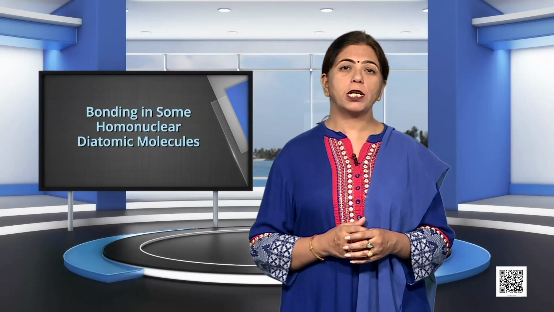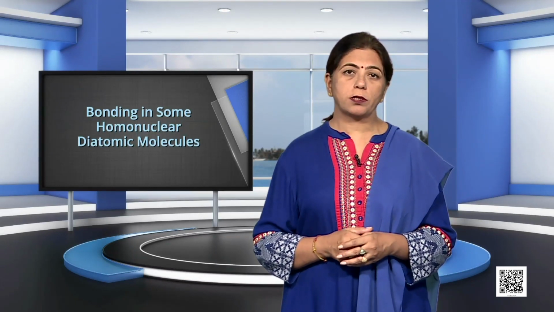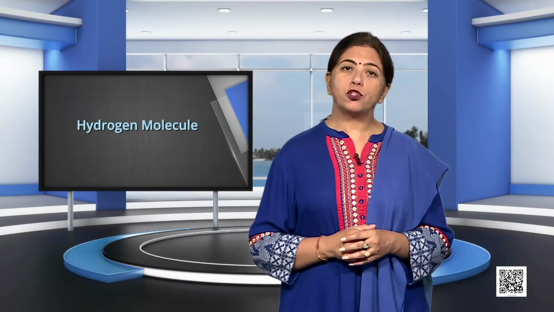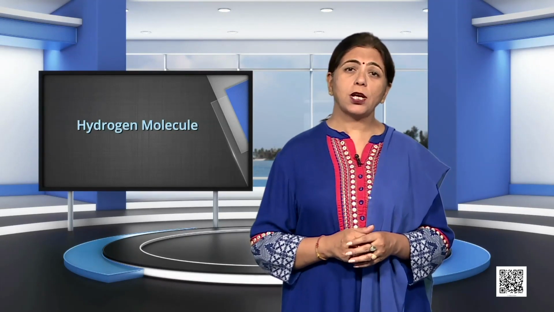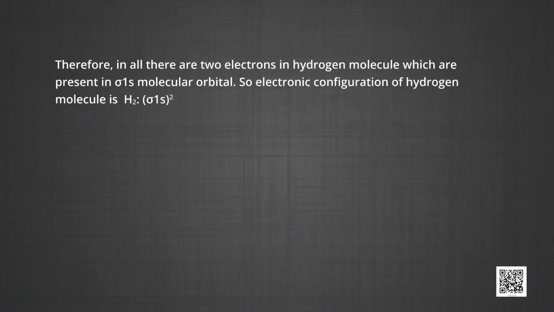In this section, we shall discuss bonding in some homonuclear diatomic molecules. Hydrogen molecule. It is formed by the combination of two hydrogen atoms. Each hydrogen atom has one electron in 1s orbital. Therefore, in all, there are 2 electrons in the hydrogen molecule, which are present in sigma 1s molecular orbital. So, the electronic configuration of the hydrogen molecule is sigma 1s2.